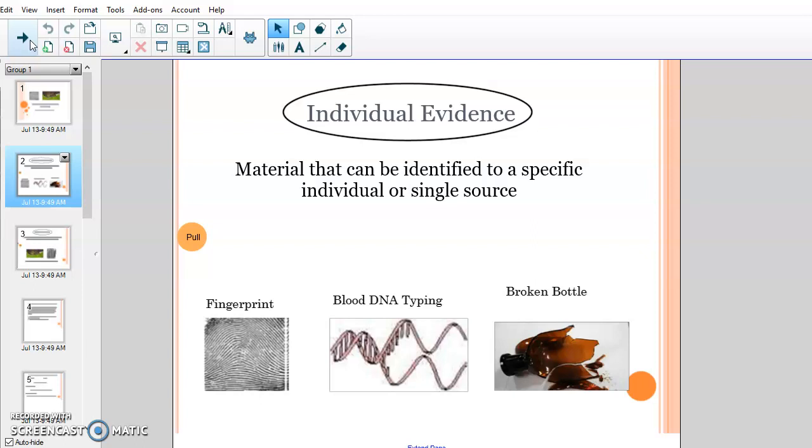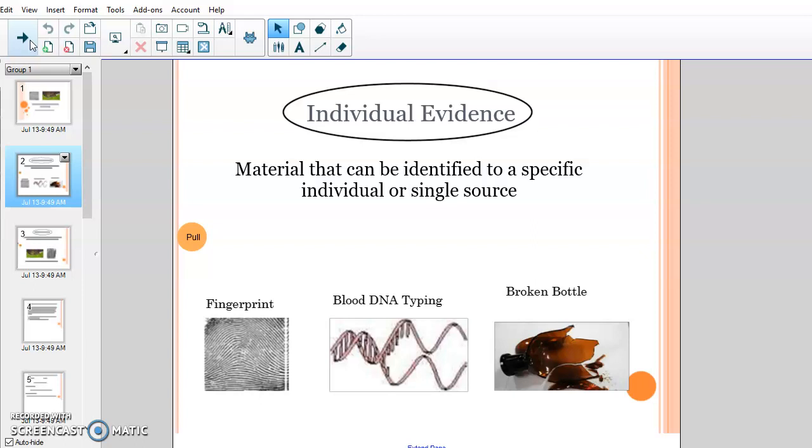DNA is the same thing. You can match DNA back to a specific person. You can say, okay, here's their DNA profile. It matches this person's DNA profile 100%. It won't match anybody else on Earth, okay? That's an individual piece of evidence.